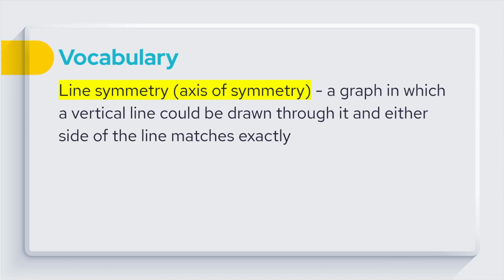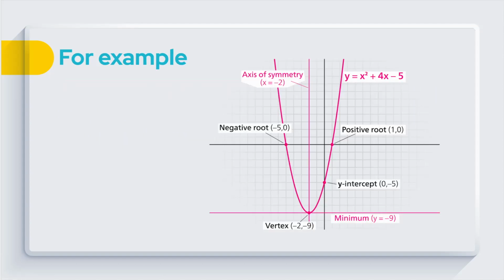The line of symmetry, also called the axis of symmetry, depending on the book you look at. It's a graph in which a vertical line could be drawn through it, and either side of the line matches exactly. Let's just move on and look at an example. So you see this function. It has this line here that goes through the middle of it. And on both sides, if you look at any particular place, you have a point that is equidistant, right? That means that this graph has an axis of symmetry.